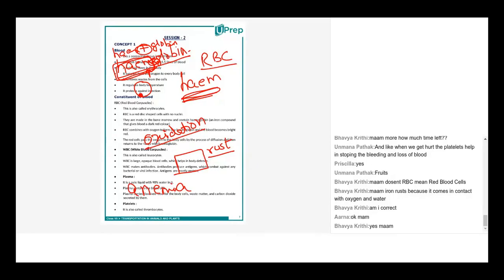Yes, ma'am, that's why it forms oxyhemoglobin. Correct. That's why, and carbaminohemoglobin. Correct. So when it combines with oxygen, it does not get rusted on its own. Rather, it forms a new molecule, which is oxyhemoglobin, as very correctly said by Priscilla.